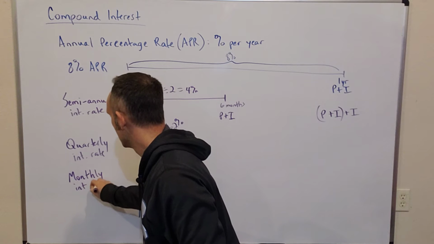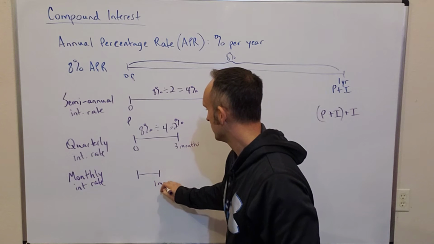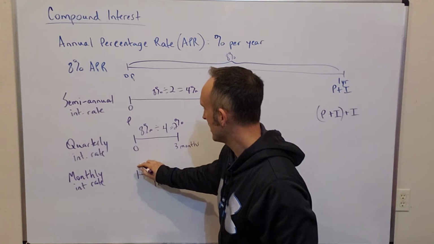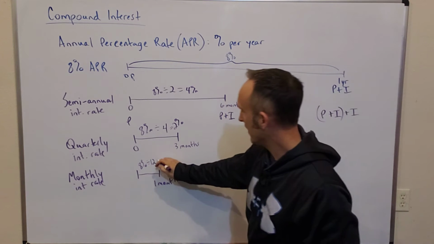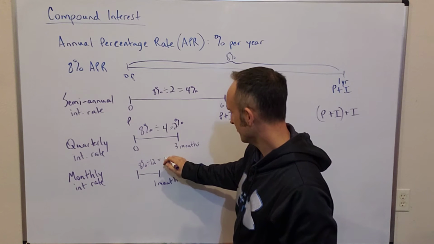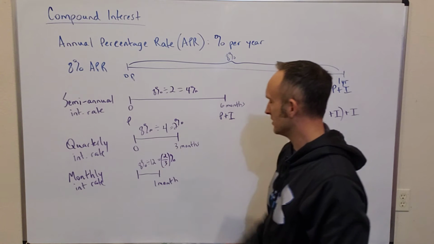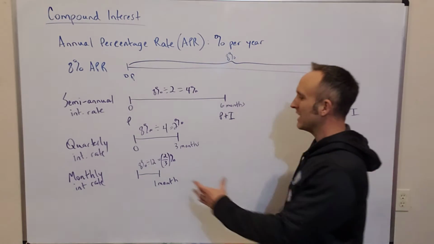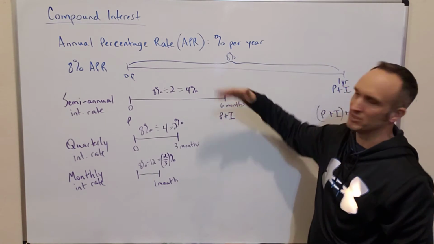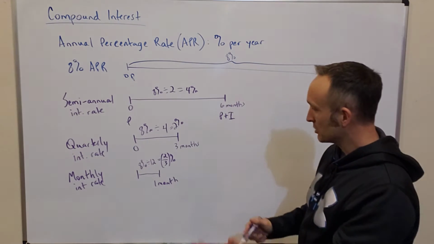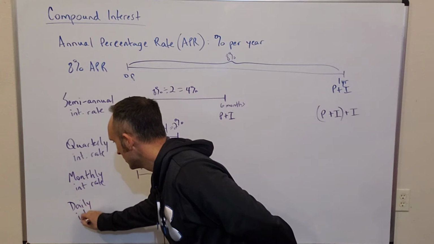Okay? Let's look at monthly. Monthly interest rate. You're going from 0 to 1 month now. And you can imagine in that case, you're going to take your annual rate divided by 12 because there's 12 months now. And that's going to be, let's see, 2/3 of a percent. You could write that as a decimal if you want, but 2/3 of a percent. But that's going to happen every month for 12 months, and that's going to be better for you than if it compounds once at 8%. Okay, last we have daily interest rate. Now this one's kind of unusual. Daily interest rate.